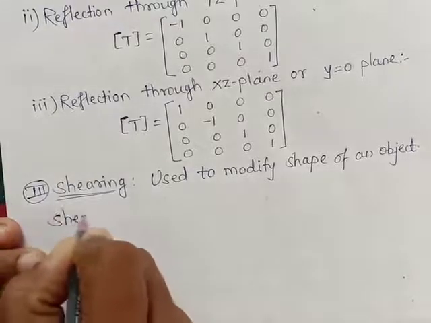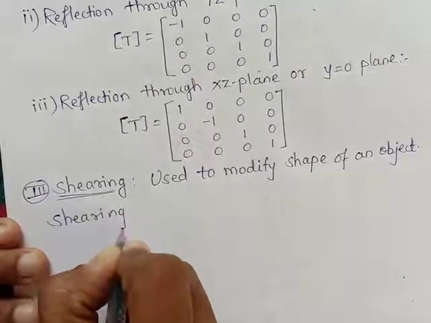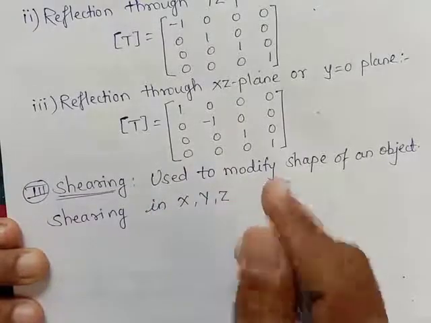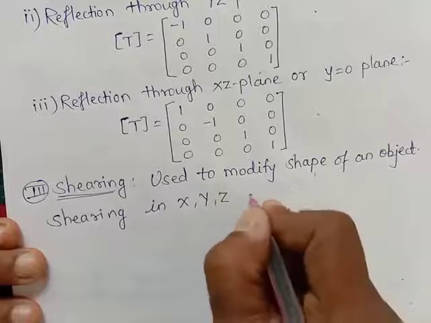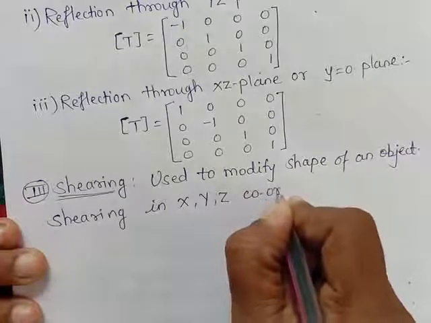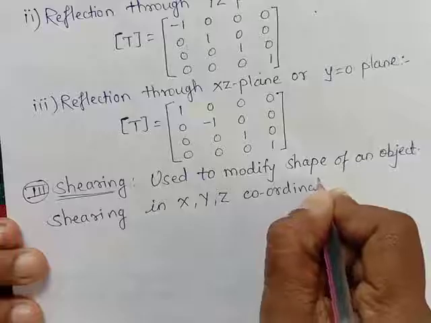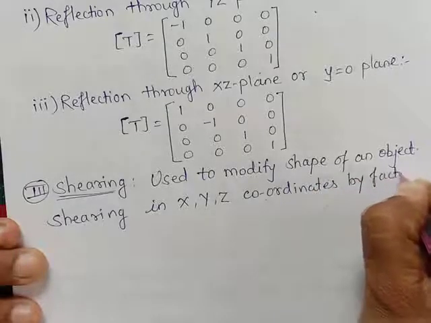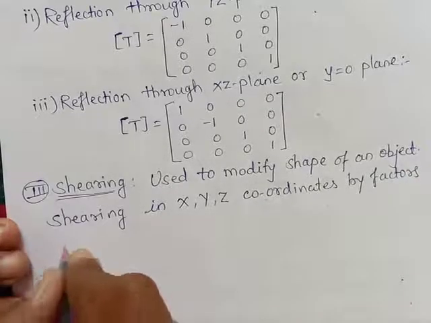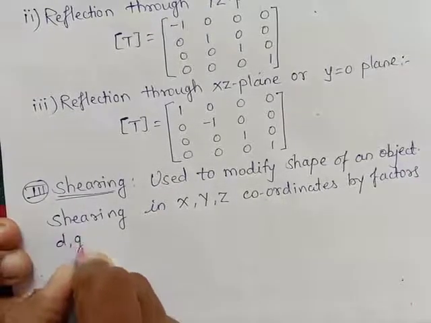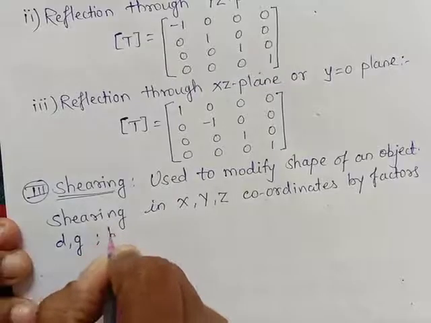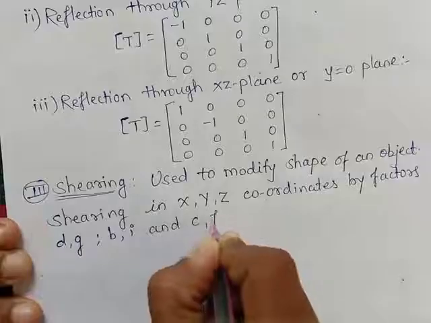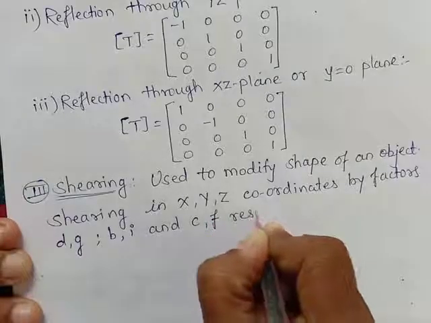So now, shearing in x, y and z coordinates by factors d, g, b, i and c, f respectively.